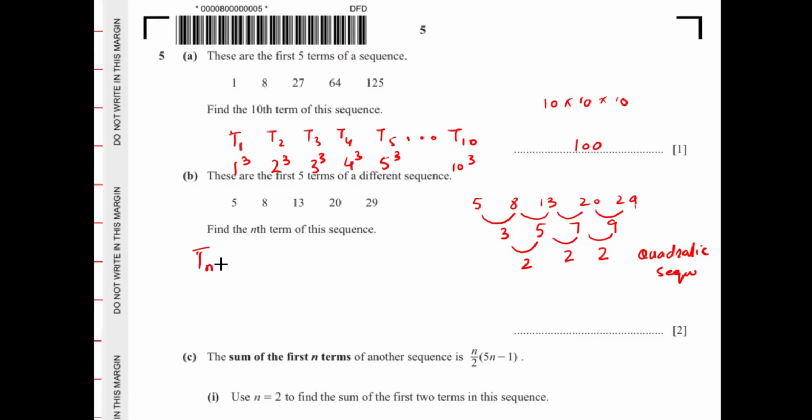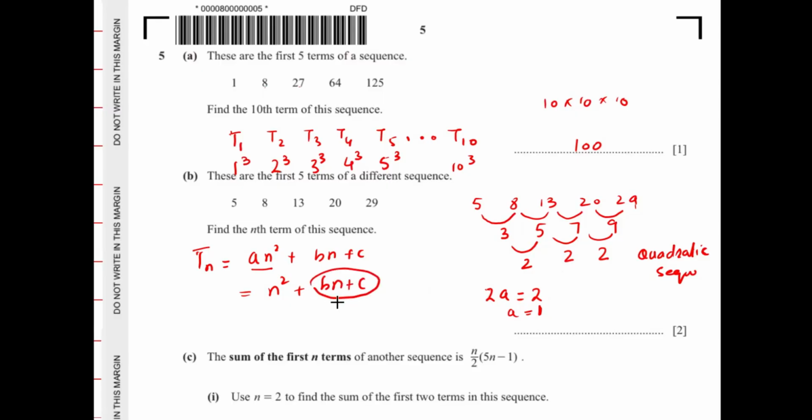We write Tn equal to an square plus bn plus c. For an square, we write here a, that's 2a equal to the second difference value. This is 2. Therefore, a will be equal to 1. And we can write this as n square plus bn plus c.